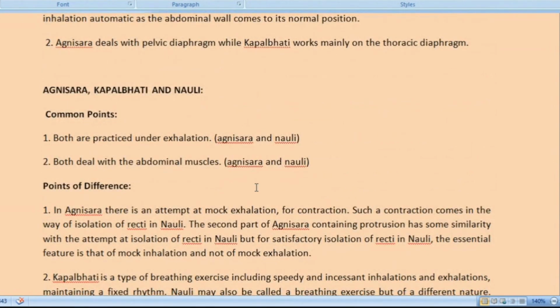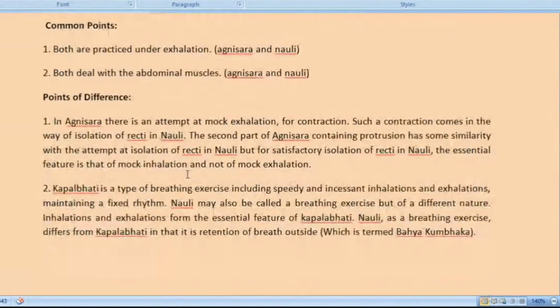So there is a whole comparison between Agnisar, Kapalbhati, and Nauli. And here are the common points. Both are practiced under exhalation. This is the common feature between Agnisar and Nauli. Both deal with abdominal muscles. And the point of difference between the above: in Agnisar there is an attempt at mock exhalation for contraction. Such a contraction comes in the way of isolation of recti in Nauli.